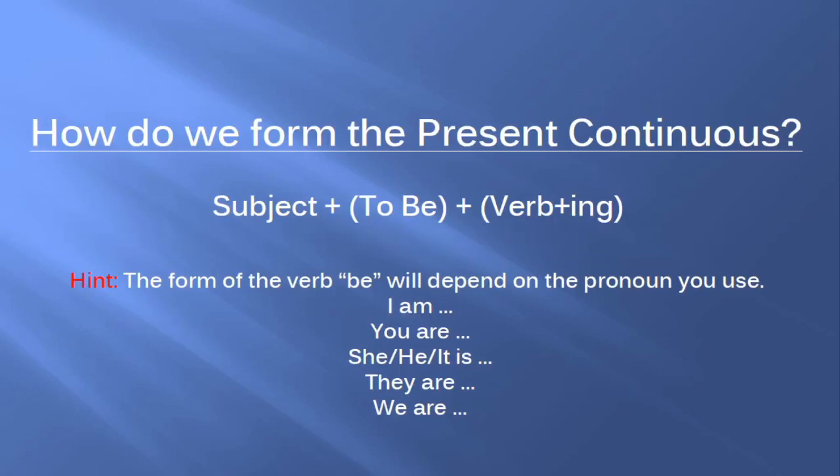How exactly do we form the present continuous? We form it by using the subject plus the verb be plus a verb with an ing ending. And here's a little hint: the form of the verb be will depend on the pronoun that you use. For example, I am, you are, she, he, it is, they are, and we are.